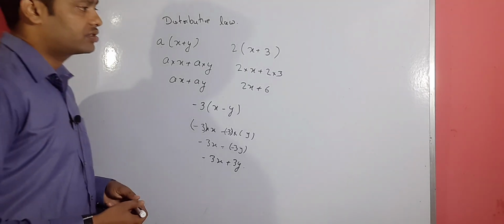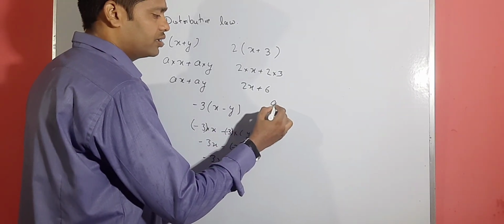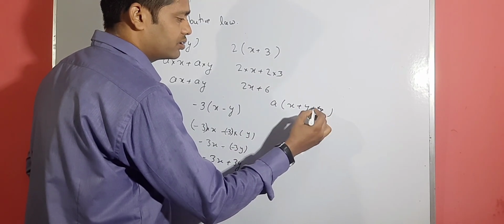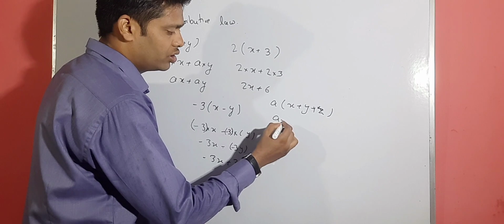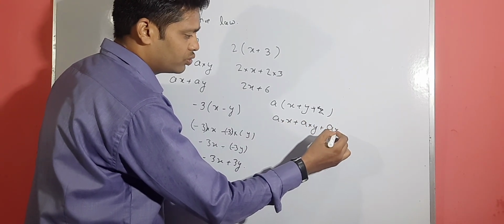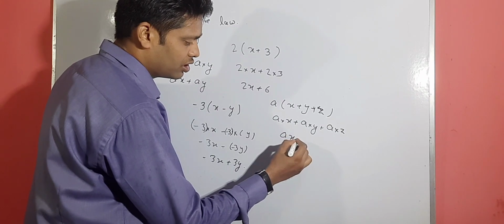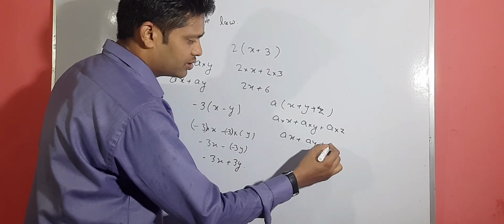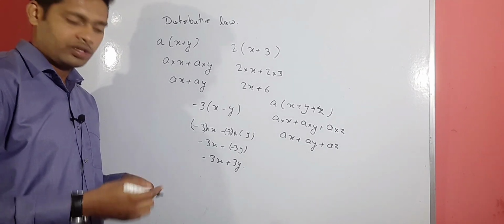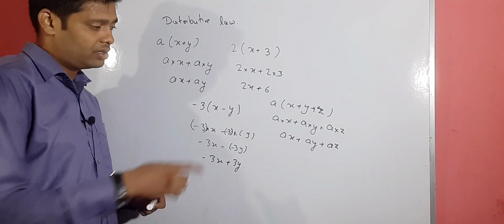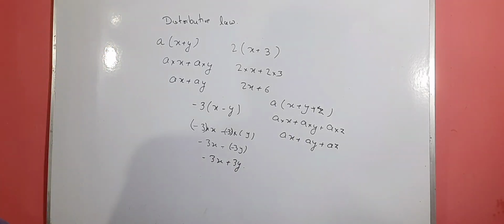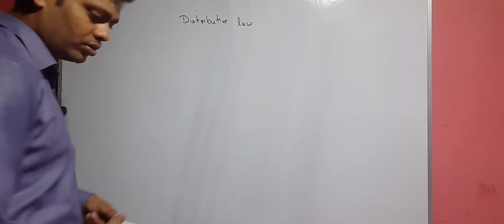Now in case 3 terms are there, just like if a is there, here x plus y plus z is there, simple, a into x plus a into y plus a into z, so it will be ax plus ay plus az. If minus is there, that one I will explain to you, but for now you understand this one. You understood this one? Okay, so let's go for the next question.